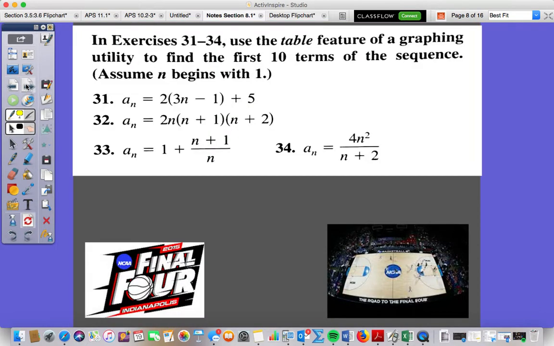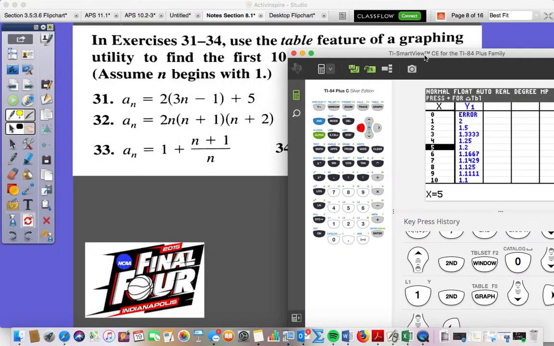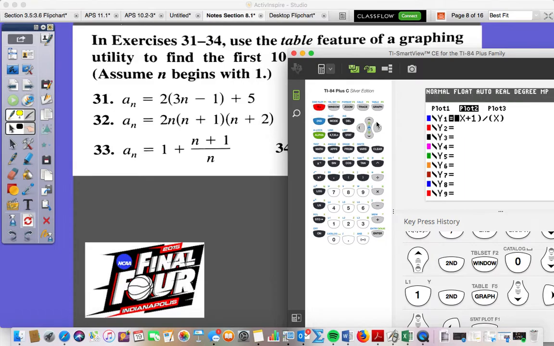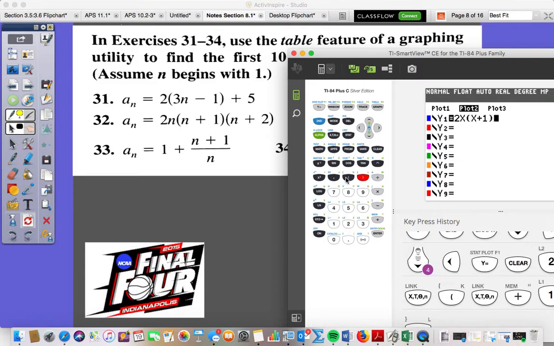Okay. Next part, 31, is another good example of one where we want to plug it into our calculator. If we were to look at 32, it says use the table feature. So as we plug things in, we're going to plug this in as 2x times x plus 1 times x plus 2.